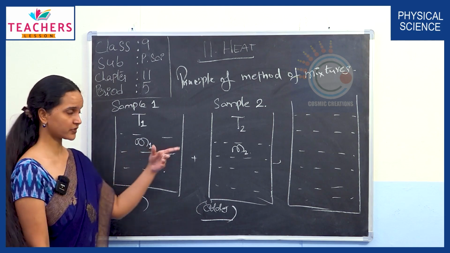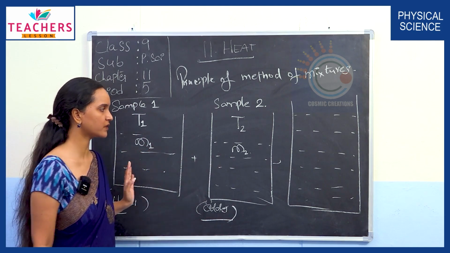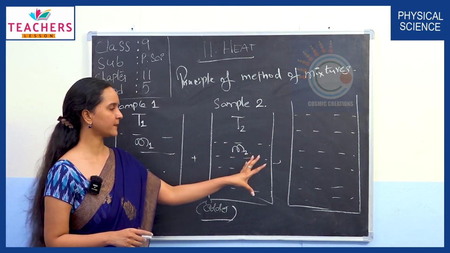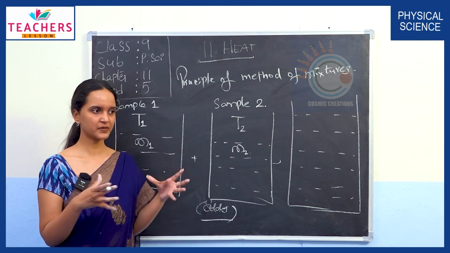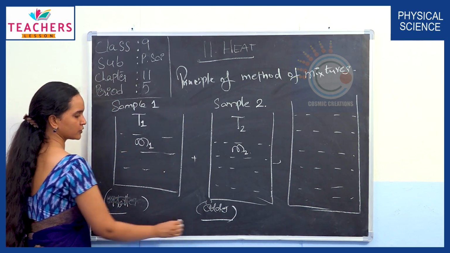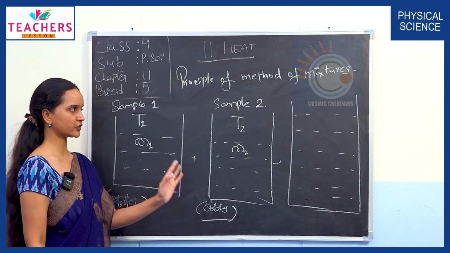Now here the temperature is different. This is the hotter one and this is the colder one. We are pouring it into a bigger beaker. That means they have come in thermal contact, right? That means heat energy flows now. How does that flow? From hotter to colder. This is how the heat energy flows.